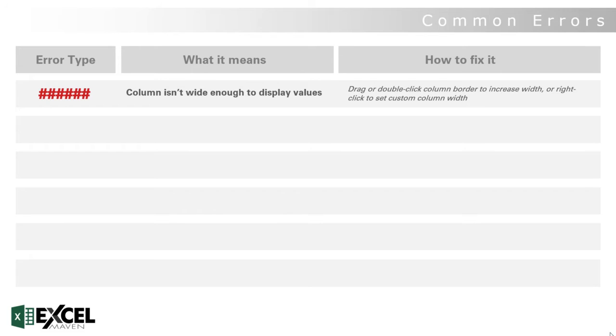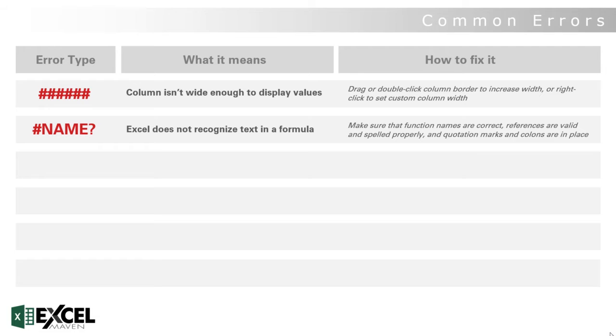So the next error we're going to talk about is the name error. And this is when Excel doesn't recognize text within a formula. It's Excel basically saying, what are you asking me to do right now? I don't understand. And so the way to fix that is to make sure that your function names are correct, that your references are valid, and that any text that you're trying to reference within a function is surrounded in quotes. So let's see what this looks like back in our Excel workbook.